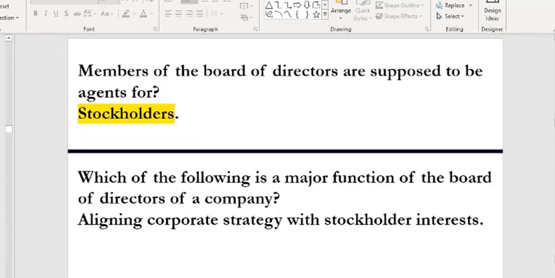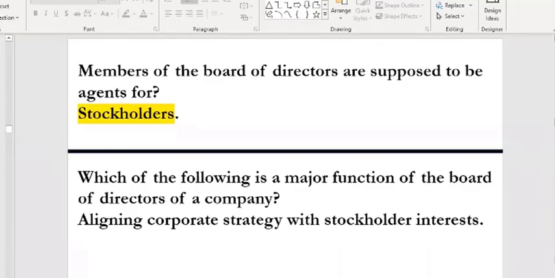Members of the board of directors are supposed to be agents. Remember, principal agent. They're supposed to be agents for the stockholders because the stockholders are the ones that own the company. If you buy shares in a company, you're a stockholder. You own a portion of that company, even if it's 0.00%. Now, those stockholders will come together and decide the board of directors. The board of directors will decide who's going to lead the company and different things like that. But they really are agents. So the principals are the stockholders.